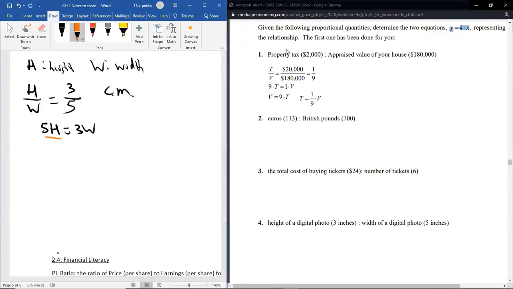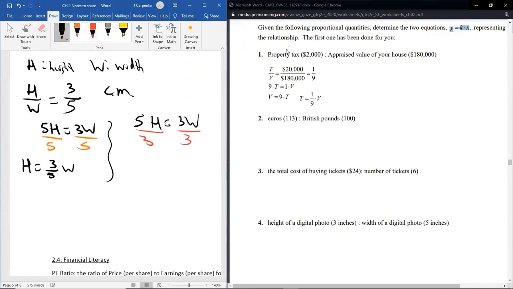If I want to solve for H, I divide by 5, which tells us H is equal to 3/5 W. Or if I want to solve for W, I divide by 3. And I only, in the real world, only have to do one of these. So if my boss man gave me 10,000 different heights and wanted to know what the width should be, I would use this one. Again, if my boss gave me 10,000 heights or even one height, I would use this one because the W, the thing I want, is by itself.